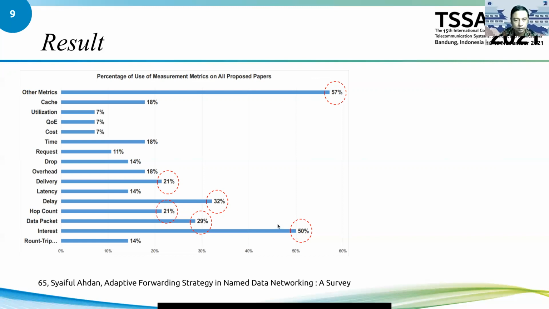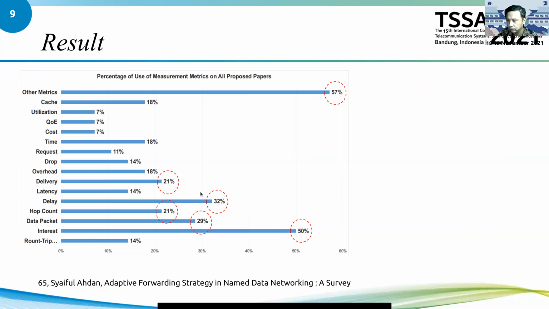Another is the interest satisfaction ratio, or ISR, which is the ratio of the number of interest packets that have received the appropriate content. So this metric has a very big influence on the performance of the forwarding strategy. And delay. The delay parameter also affects the performance of the forwarding strategy.